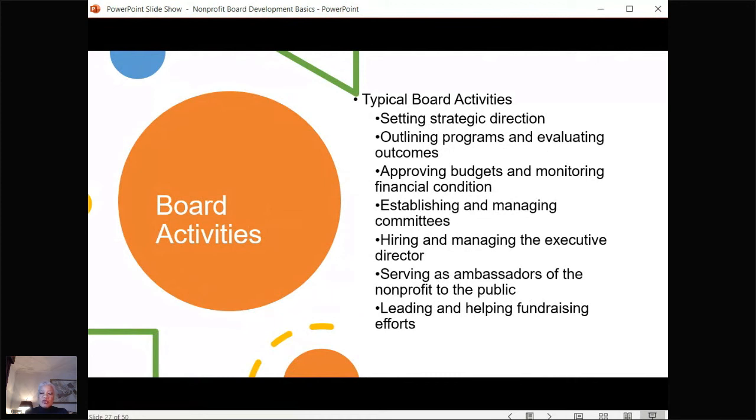The board members also serve as ambassadors of the nonprofit to the public, and they also lead and help fundraising efforts.